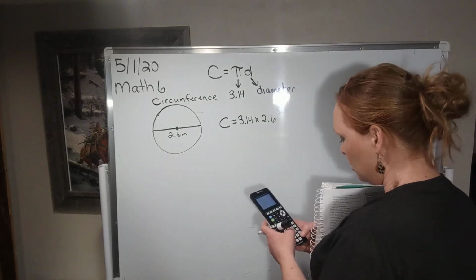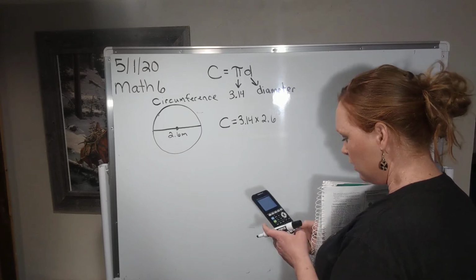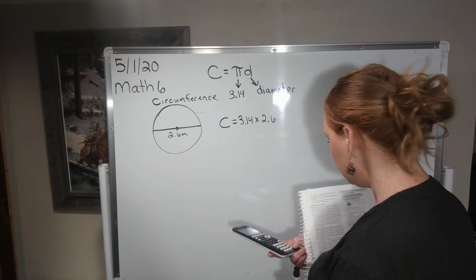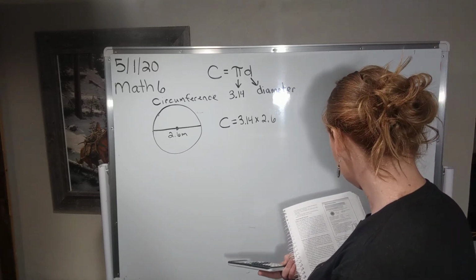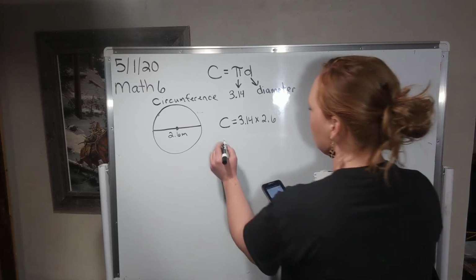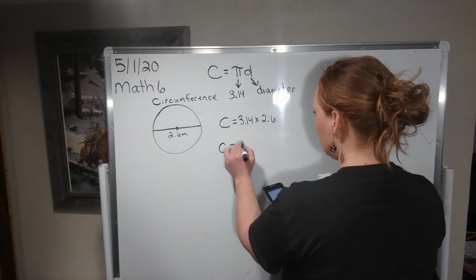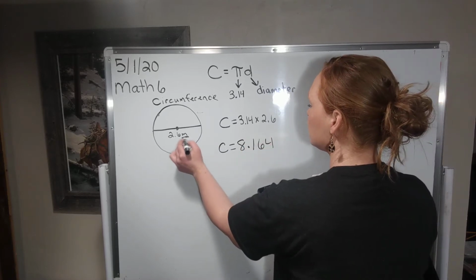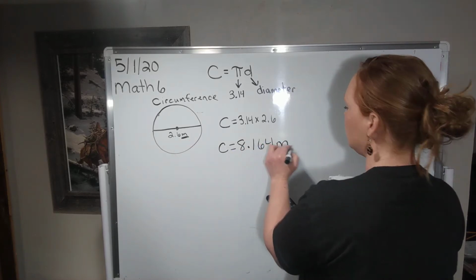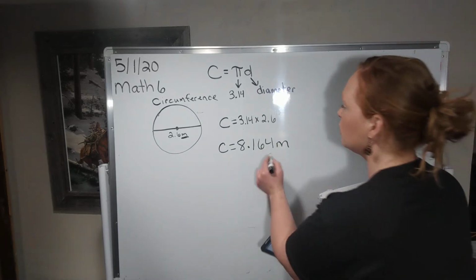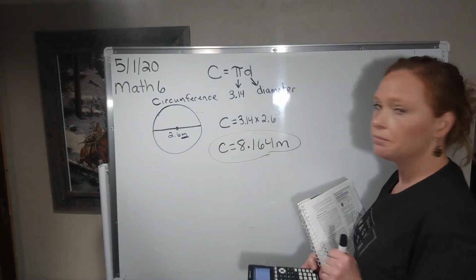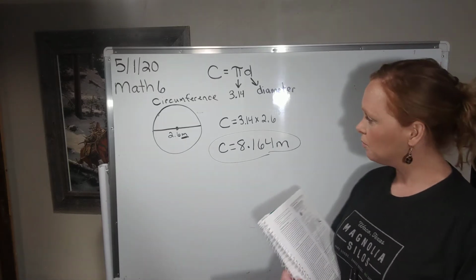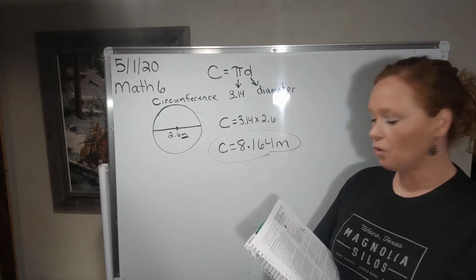3.14 times 2.6 equals 8.164. Okay? So I would say the circumference equals 8.164. And what was my measurement? It was in meters, so meters. And that would be the answer that I need to circle. Okay? And that's how you find the circumference of a circle. Pretty simple once you understand the formula.